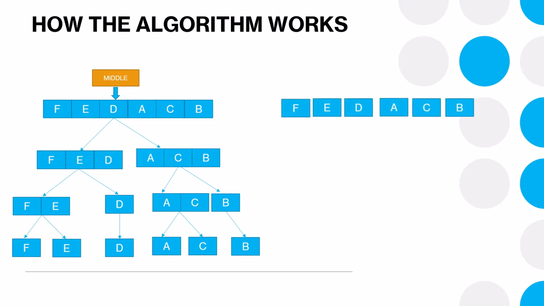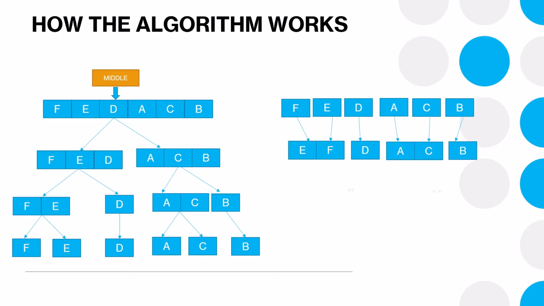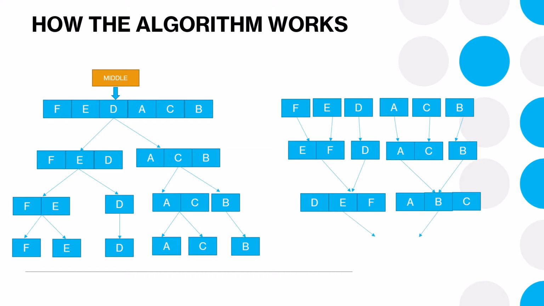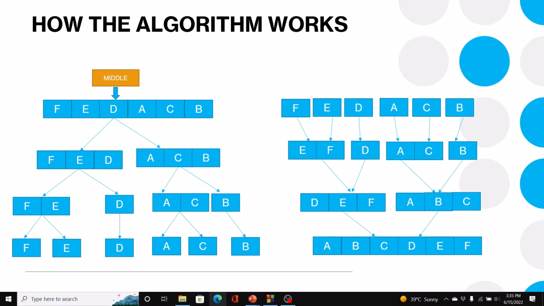Taking those, we can now sort and merge. So we take F and E, we can sort those and merge them. A and C as well, D and B remain separate. In the next step, we can sort D, E, and F, and A, B, and C. And then finally, we can take these two subsections and sort and merge them into the final sorted output. Right? Now that we know how the algorithm works, let's go ahead and write the code.